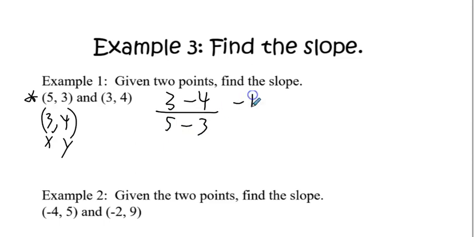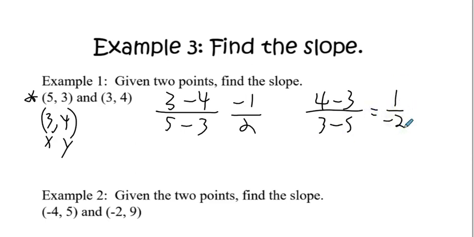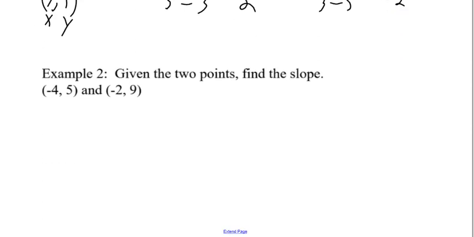3 minus 4 is -1. 5 minus 3 is 2. That is a -1/2 slope. Now, if I would have gone the other way, and that's okay, I could have done 4 minus 3 and 3 minus 5. I just would have gotten 1 on top and -2 on the bottom, but still a negative slope. Hit pause if you need to.